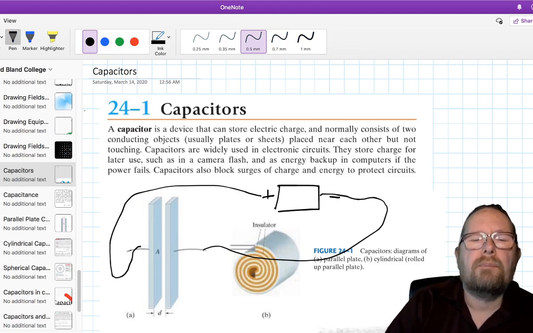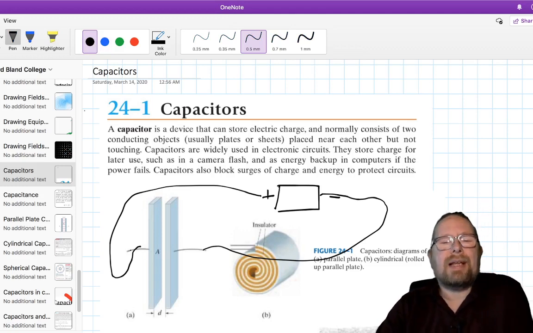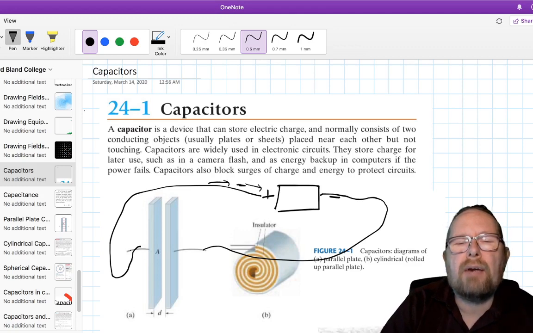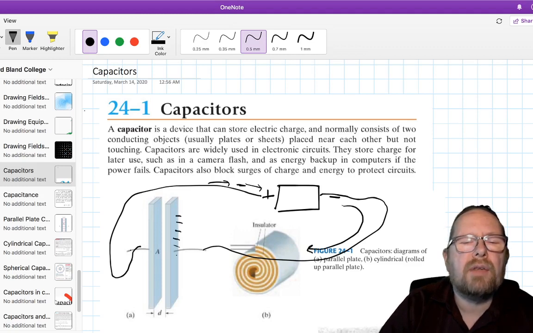So if we imagine the electrons in a wire, the electrons in this wire will be attracted to the positive terminal of the battery and repelled from the negative terminal of the battery, which means that negative charges will accumulate on this side of the capacitor and positive charges will accumulate on this side of the capacitor.